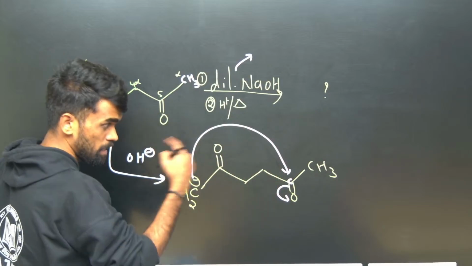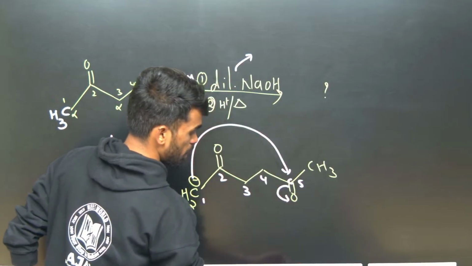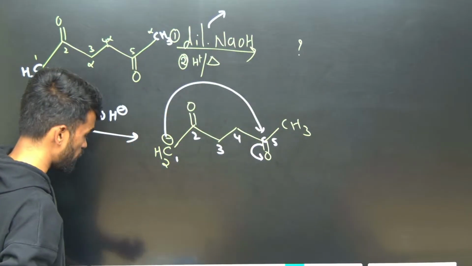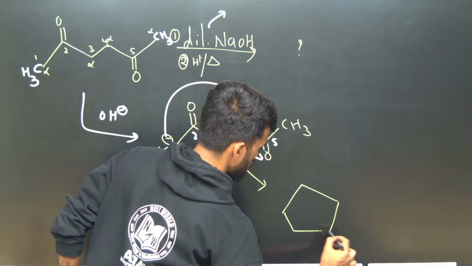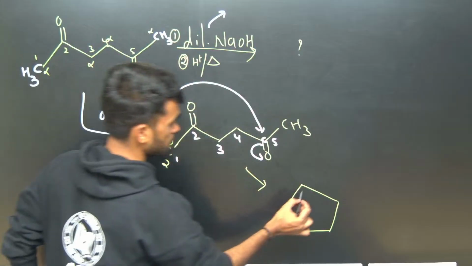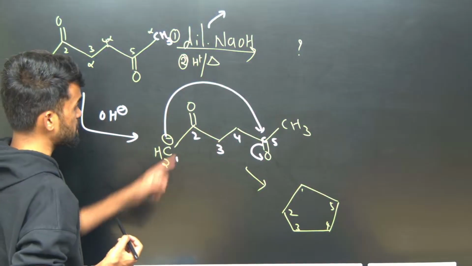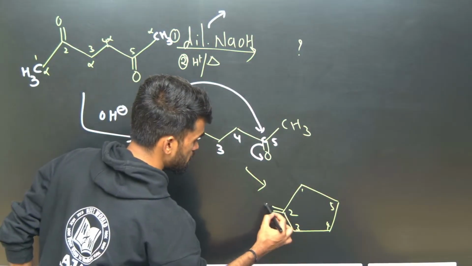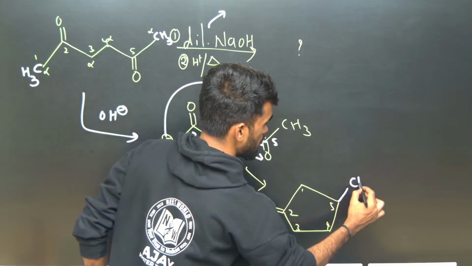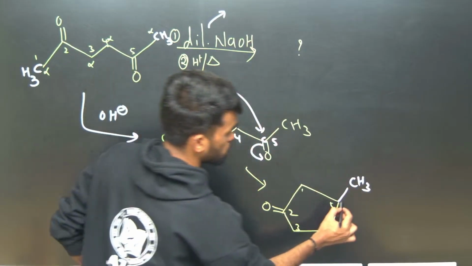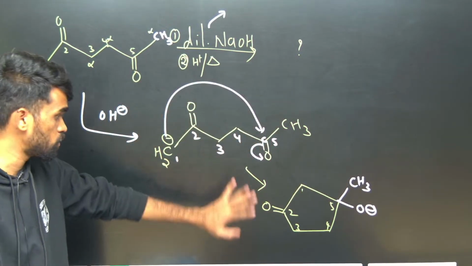So what is the ring formed here? 1, 2, 3, 4, 5. We got a 5-member cycle. So I am writing the 5-member ring like this. Now number it as 1, 2, 3, 4, 5. On the second position we have C double bond O, write that. Then on the 5th position we have a methyl group, write that methyl group, and this oxygen converts into a single bond O minus like this. We have this kind of product now.